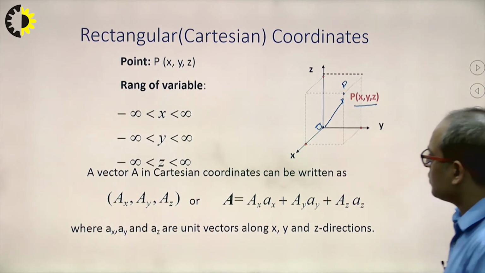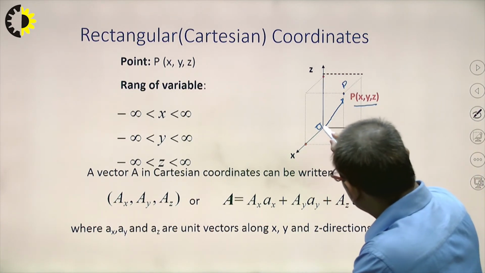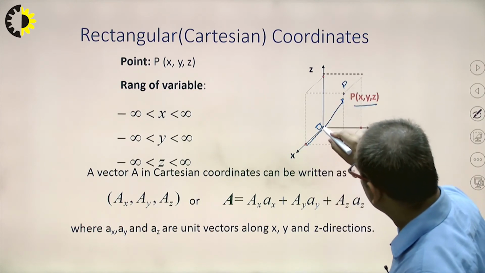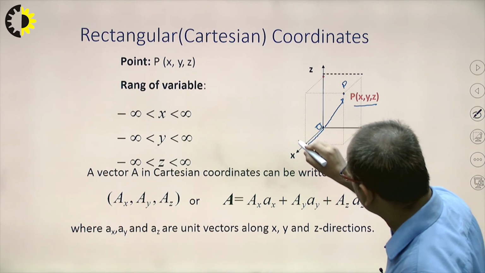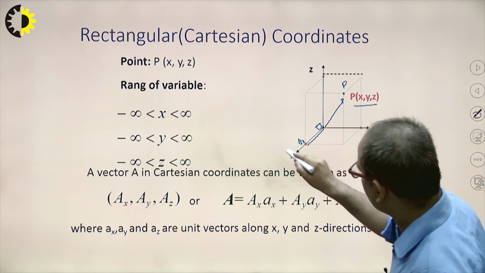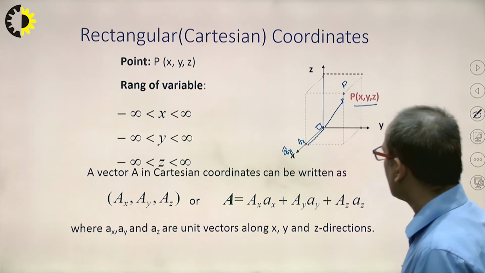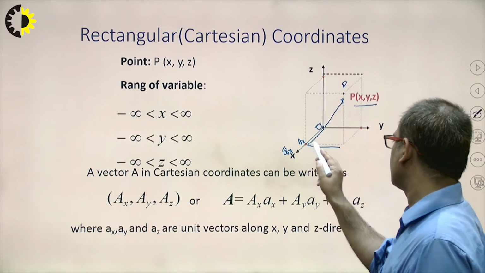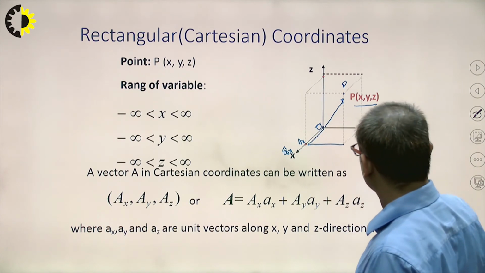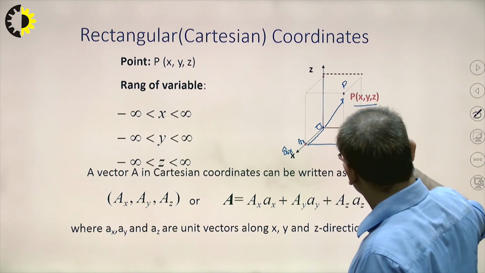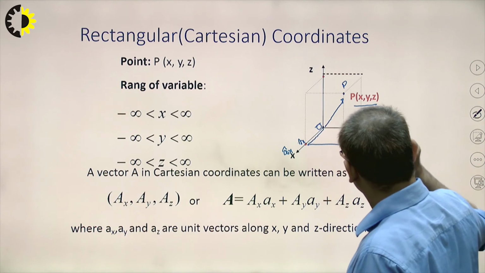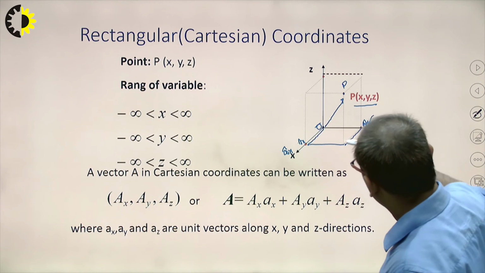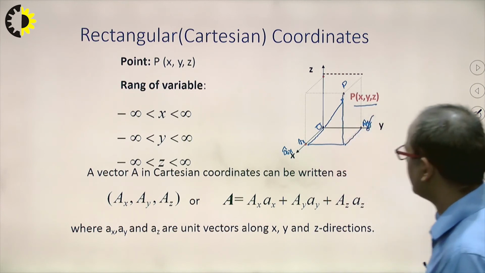Clear? Now first I will reach from here to here, that is AX in the X direction. Then I will move in the Y direction, and it represents AY, or you can say Y, and then I will move in the Z direction. Clear?